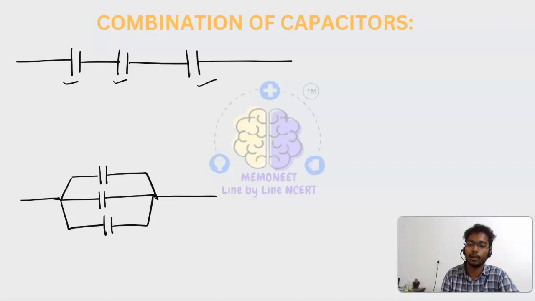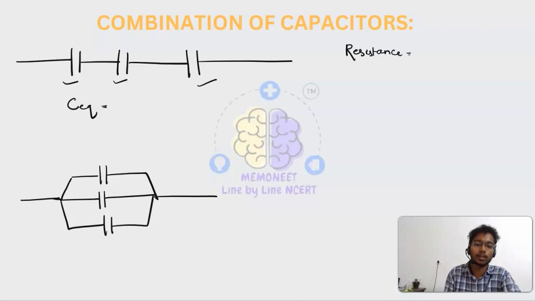Let's say we have C equivalent. In the series condition, we know that in the resistance, R equivalent in the series condition is equal to R1 plus R2 plus R3 and so on.